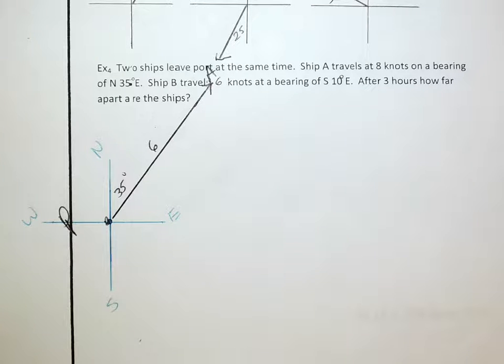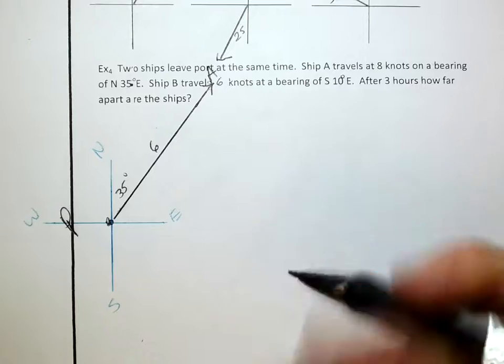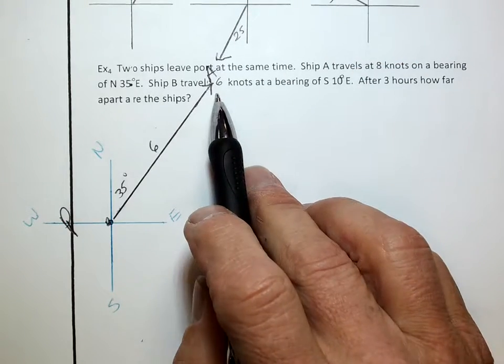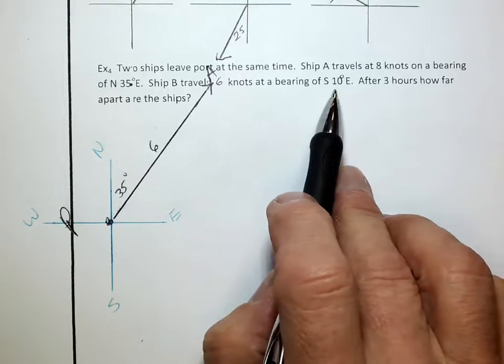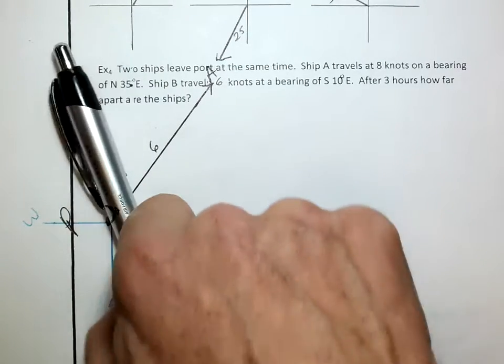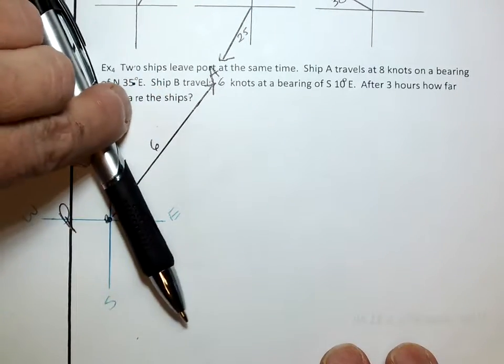Okay, so my boat's heading north 35 degrees towards the east. I went north, rotated 35 degrees toward the east, drew it 6 centimeters, okay? Ship B, though, is traveling 6 knots at a bearing of south 10. So I'm going to look south, and I'm going to rotate 10 degrees towards the east, okay? I'm going south, and 10 degrees towards the east, okay?